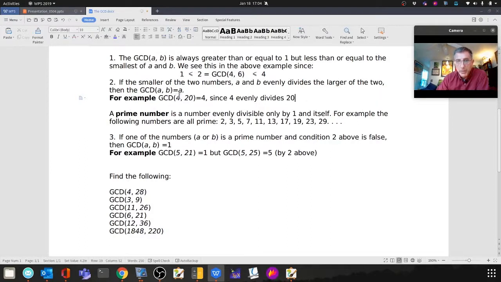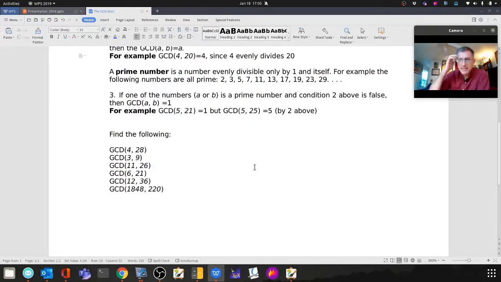So remember, we already knew that whatever the GCD was between 4 and 20, it was going to be greater than or equal to 1, but less than or equal to 4. In this case, it's equal to 4, because 4 evenly divides 20. So here's the next thing. We'll talk more about these in class later on in a future section.